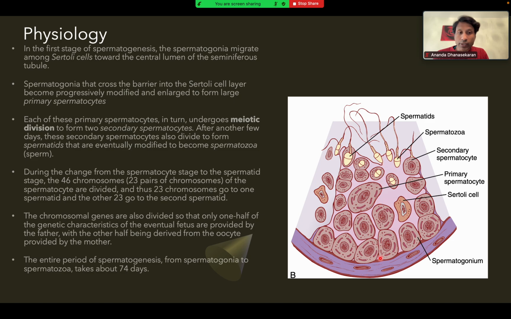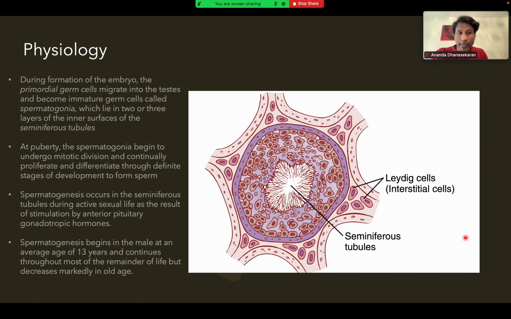Now here in the cross section, you can see the various areas or stages by which a sperm is produced. The first stage of spermatogenesis, the spermatogonia migrate among the Sertoli cells. So you are learning two different cells which are not related to direct production of the sperm, Sertoli cells and Leydig cells. Leydig cells were present outside as seen here.